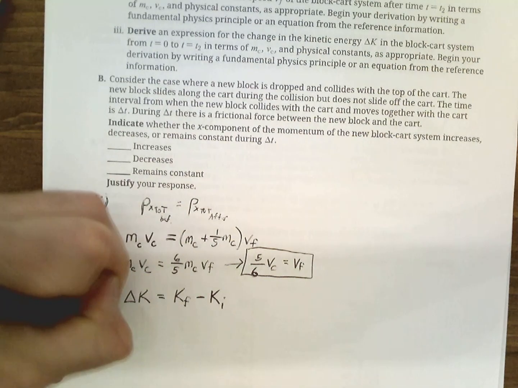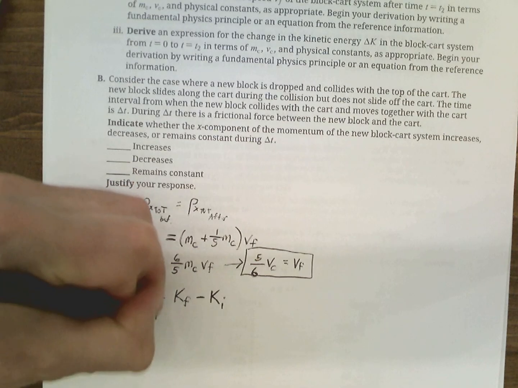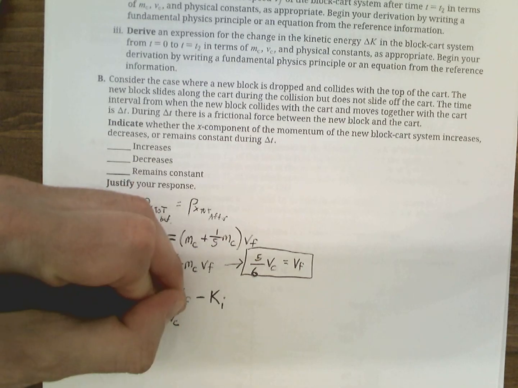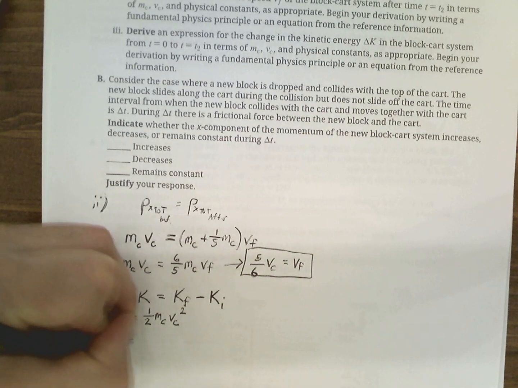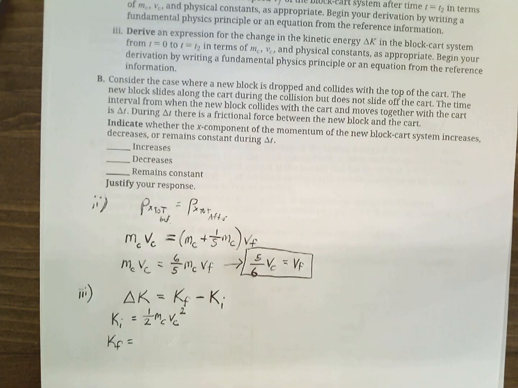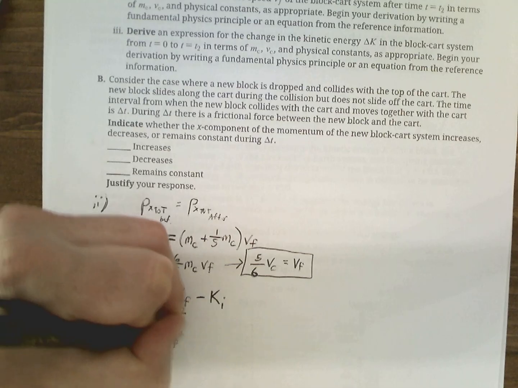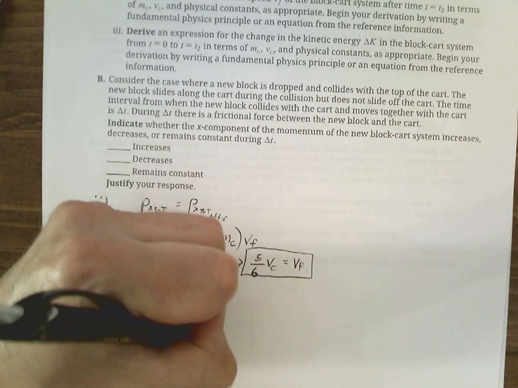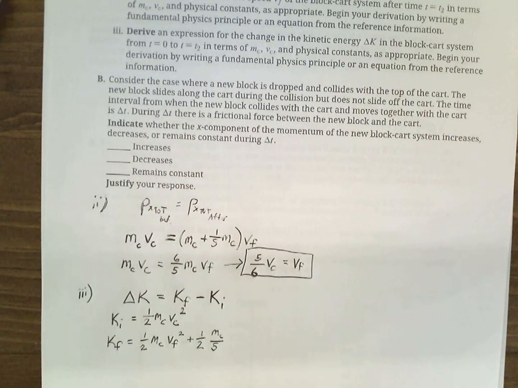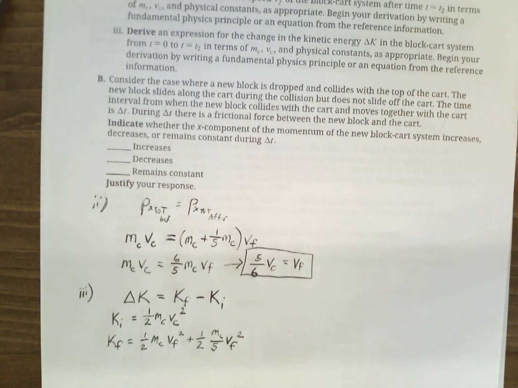The initial kinetic energy of the system is just the kinetic energy of the moving cart, so it's going to be 1/2 mc vc squared. The final kinetic energy is going to be the sum of the two objects. So we have 1/2 mc v final squared plus 1/2 times the mass of the smaller block, which is 1/5 of what we started with. So we plug it in for the mass. And again, as we showed before, they're both moving at the same final velocity, so v final stays there.